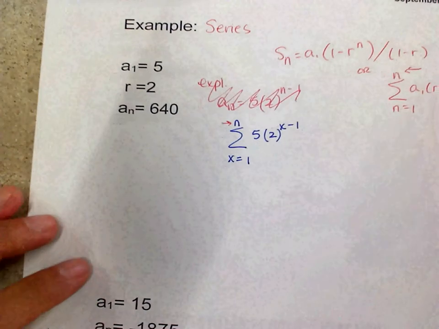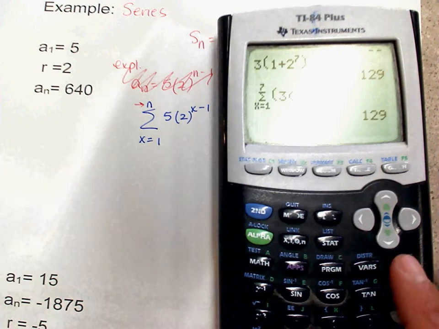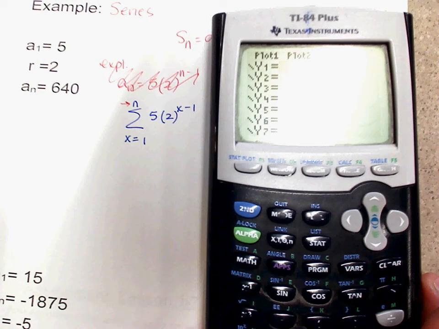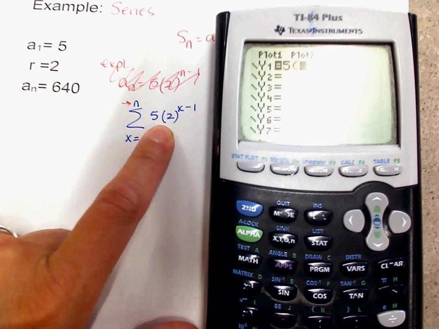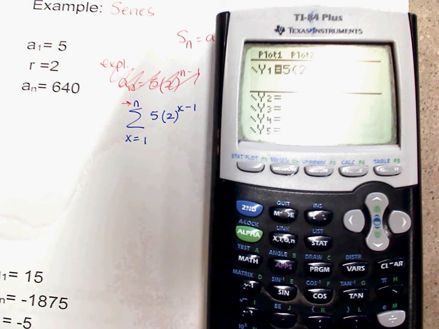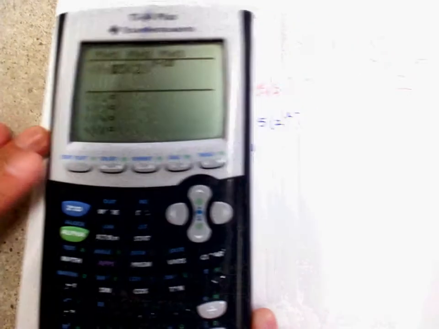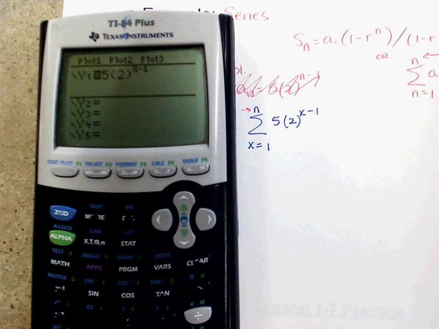Here we go. Go to y equal. Can you guys see the calculator okay? Type in your explicit formula. 5 parentheses 2 parentheses raised to the x minus 1. Let me move this over. How's that? Is that better? Okay. Do you guys see it? Second graph, which is table.